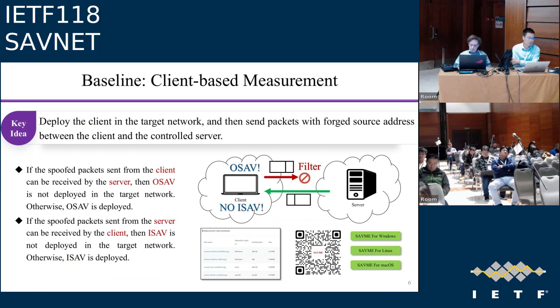There is also a baseline solution. It's a client-based measurement, and its approach is to deploy the client in the target network and then send packets with the forged source address between the client and the control server. We have implemented a software, which supports Windows, Linux, and macOS. It can be accessed by scanning this QR code. Actually, it works as follows. If the spoofed packets sent from the client can be received by the server, then outbound SAV is not deployed. Similarly, if the spoofed packets sent from the server can be received by the client, then inbound SAV is not deployed.